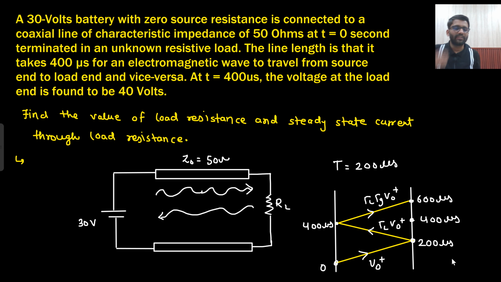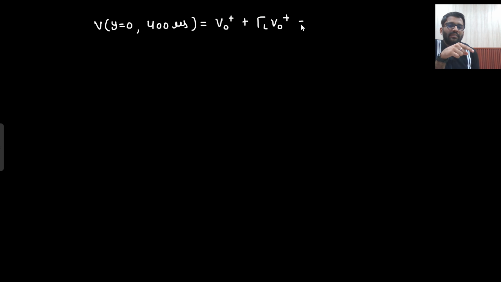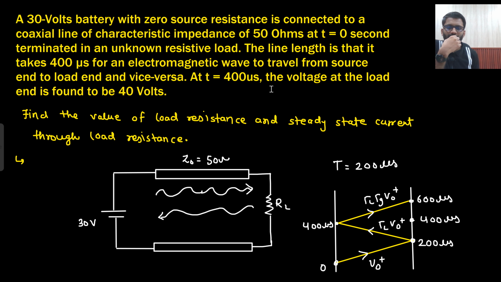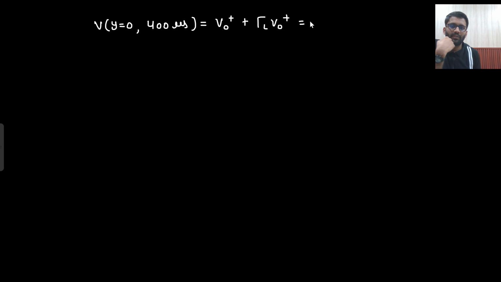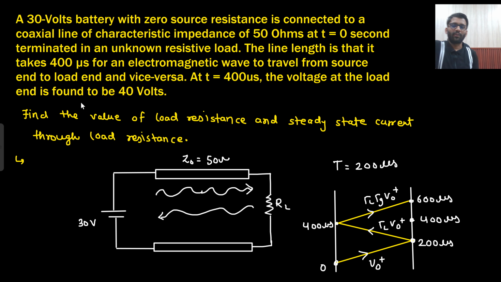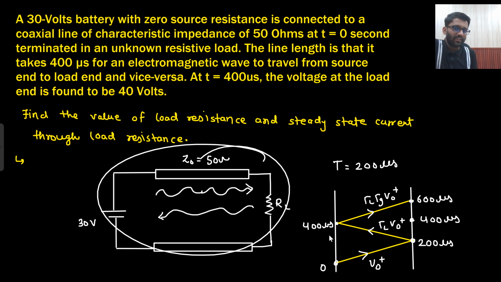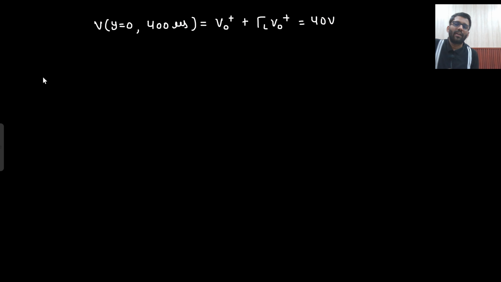So what we got to know is that at 400 microsecond we have this much voltage, and this is equal to 40 volt. Now what is your V naught plus? How will I find that? For finding V naught plus, what do we do? We replace our transmission line with Z naught. So I will replace my transmission line with Z naught.